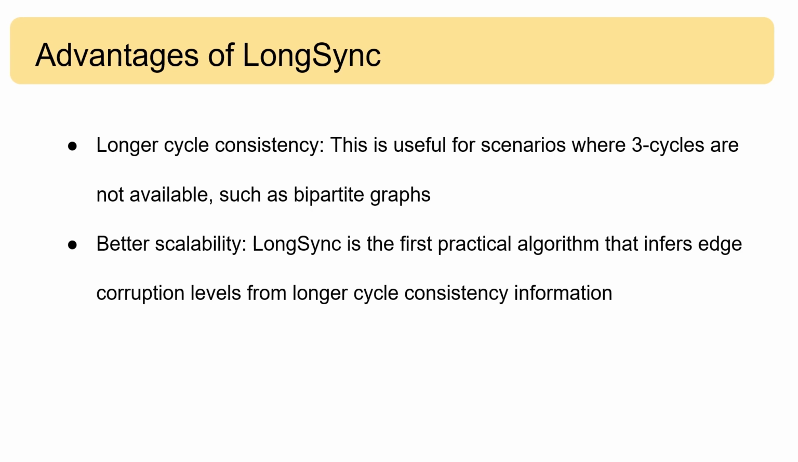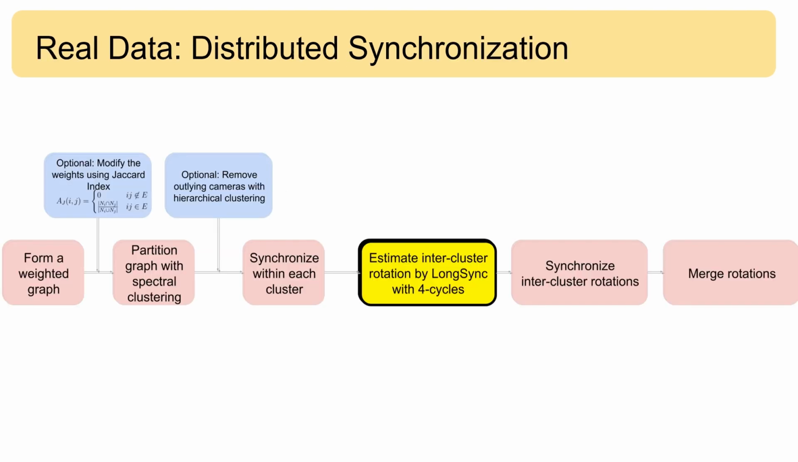Our method enjoys a number of advantages. It utilizes longer cycle consistency, which is useful for scenarios where 3-cycles are not available, such as bipartite graphs. Also, it enjoys better scalability, and it is the first practical algorithm that infers edge corruption levels from longer cycle inconsistency information. We test long sync on phototourism data.